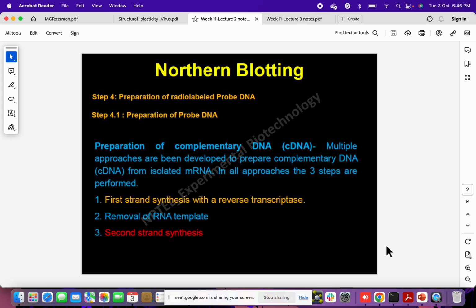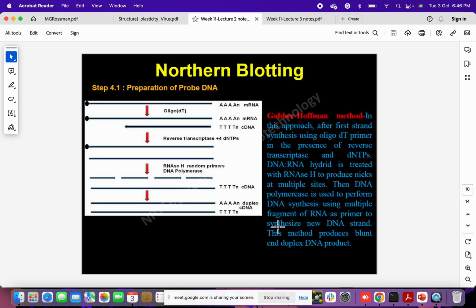Preparation of a radiolabeled probe DNA. Preparation of complementary DNA or cDNA. Multiple approaches are being developed to prepare complementary DNA from isolated mRNA. In all approaches, 3 steps are performed: first strand synthesis with a reverse transcriptase, removal of the RNA template, and second strand synthesis.